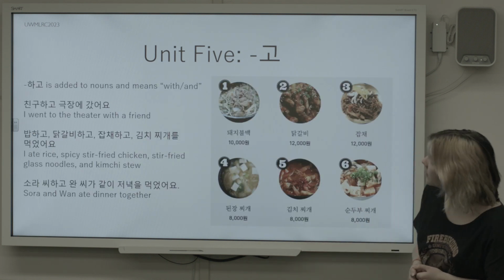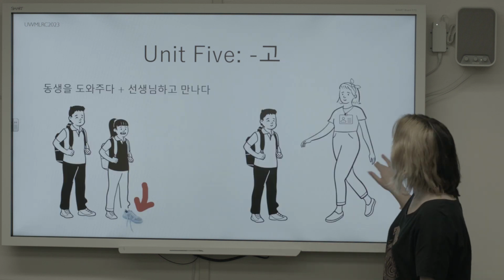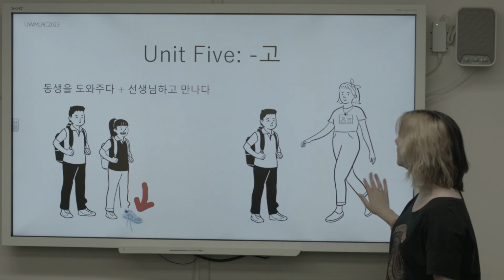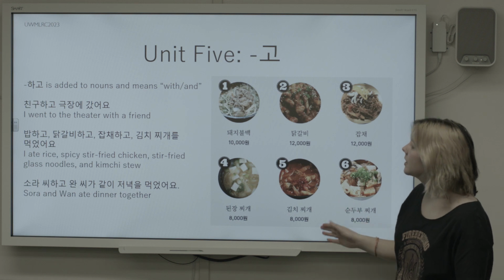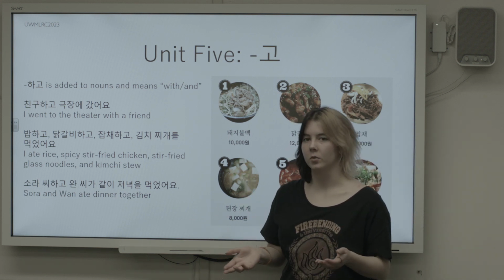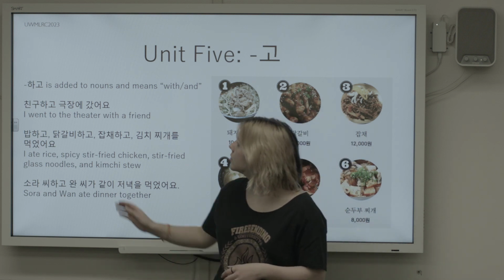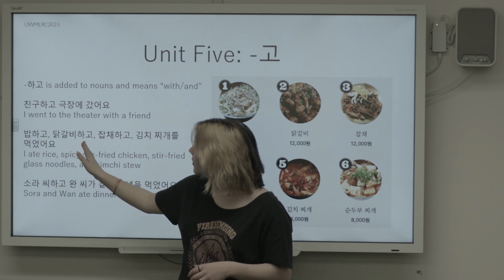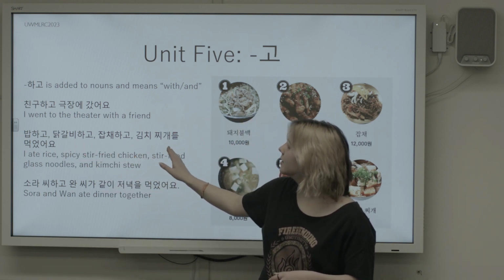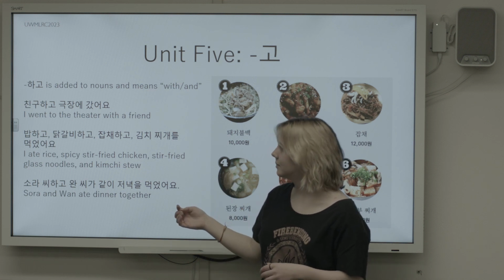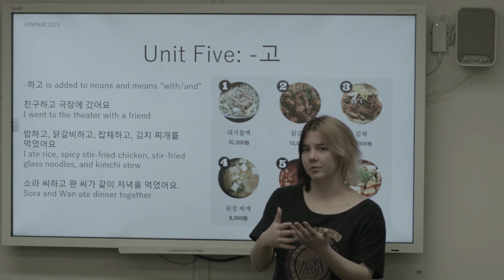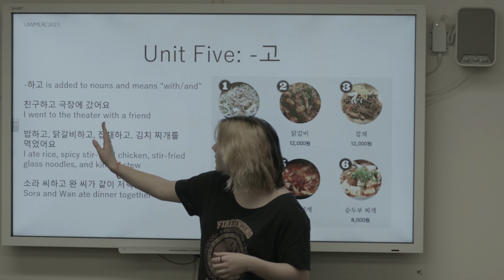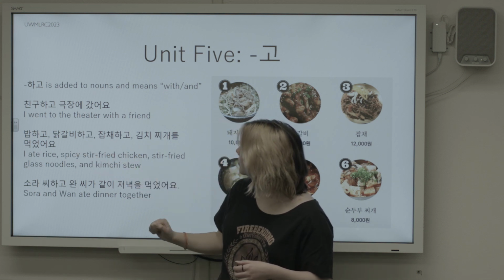하고 is added to nouns and means "with" and "and." As in this example here, 선생님하고, with teacher. I have to meet with my teacher. So if you want to say that you went to the theater with a friend, or that you and a friend went to the theater, you can say 친구하고 극장에 갔어요. 밥하고 닭갈비하고 잡채하고 김치찌개를 먹었어요. In this way you can kind of list a bunch of nouns after each other by saying "and" or "with." So I ate rice, spicy stir-fried chicken, stir-fried glass noodles, and also kimchi stew.